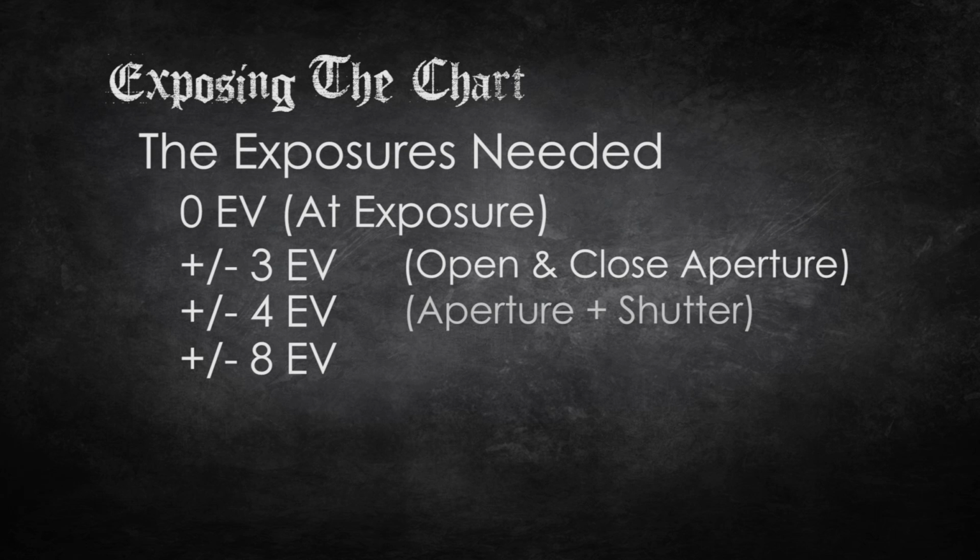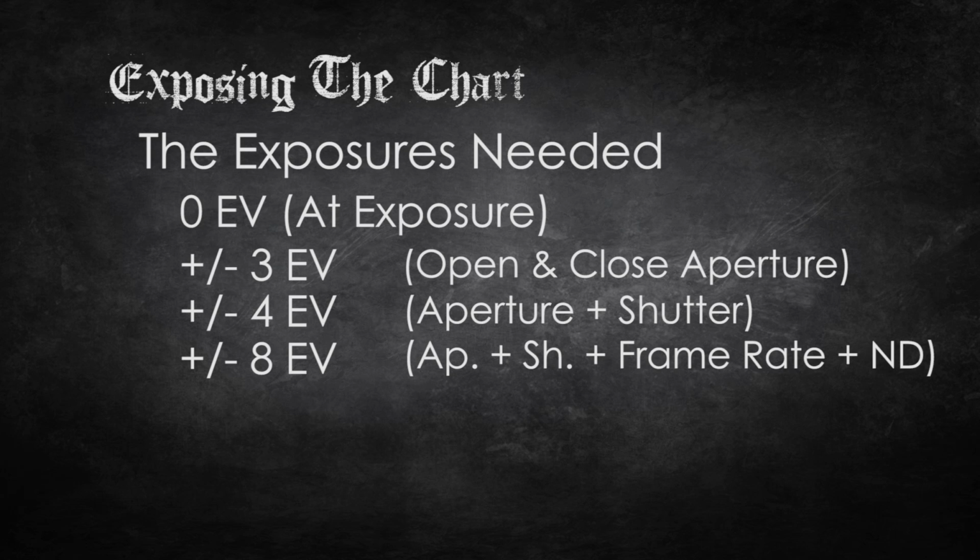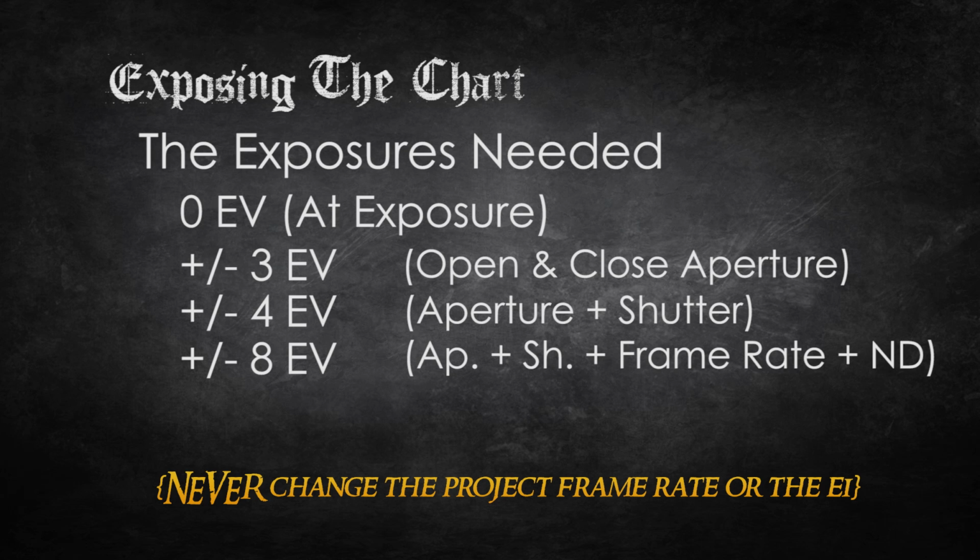Next I'll shoot the minus and plus 4 EV by adjusting the shutter. Exposing at minus and plus 8 EV can be a bit more tricky. You'll need to adjust the aperture, shutter, frame rate, and possibly add ND. There are 2 parameters that you need to keep consistent: the project frame rate and the exposure index. These 2 parameters should not change at any time during these 7 exposures, or you will have an invalid profile.